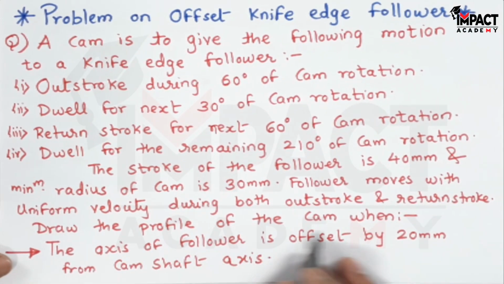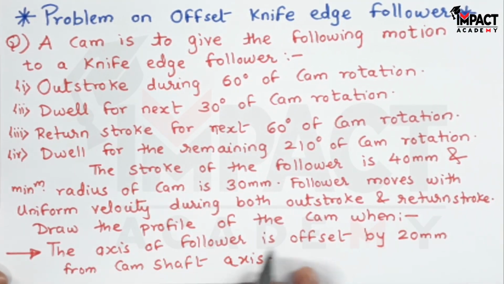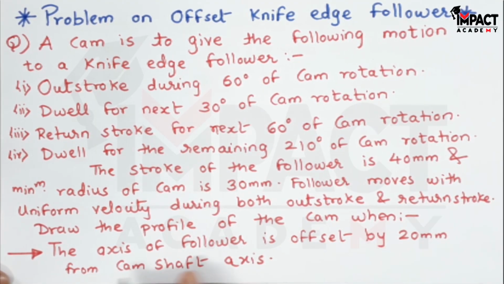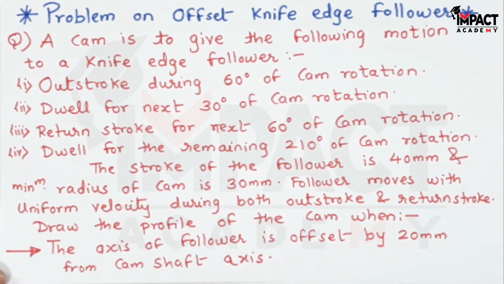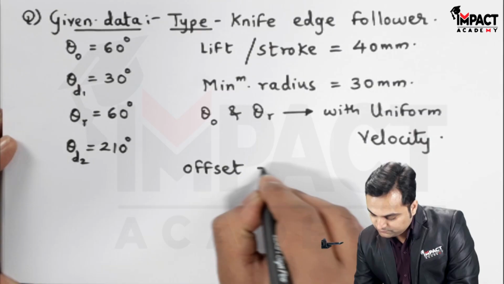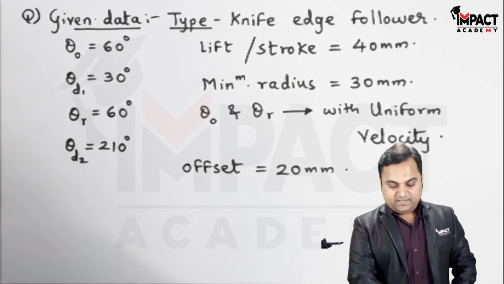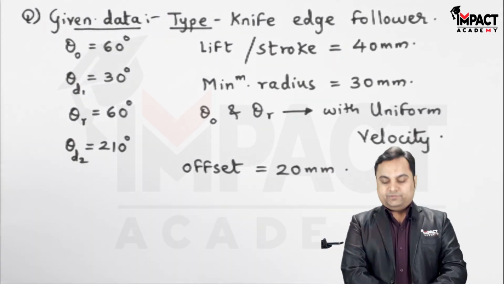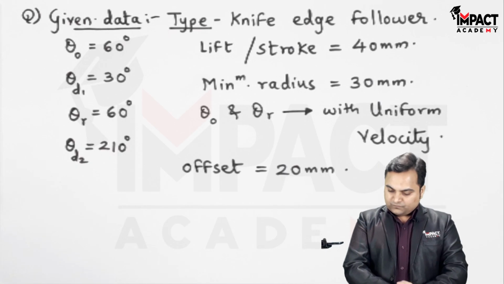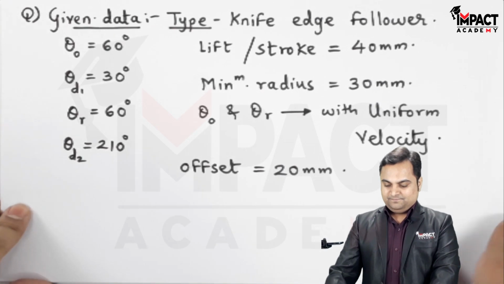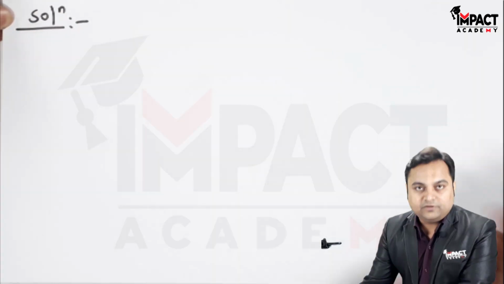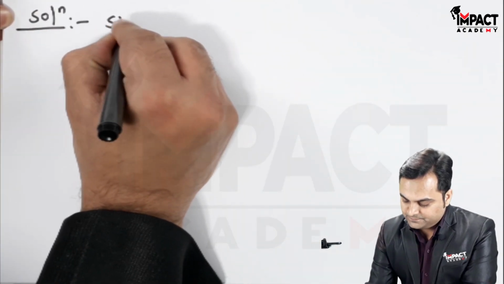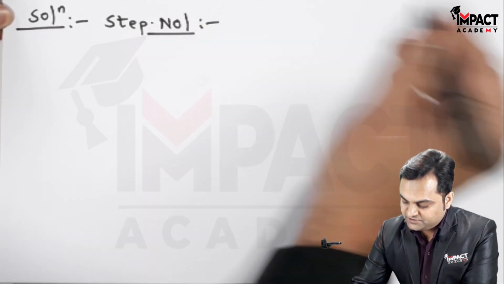Then draw the profile of the cam when the axis of the follower is offset by 20 mm from the shaft axis. So this is a case of offset follower since the offset distance is given. So it is a case of offset knife edge follower. Now once the data has been written, we'll start with the solution part. Now into the solution part, the step number 1 is displacement diagram.